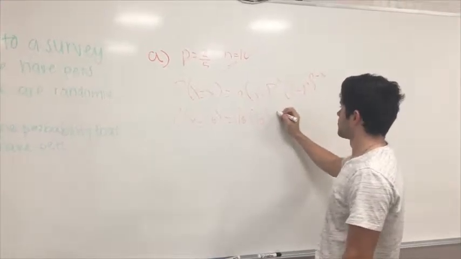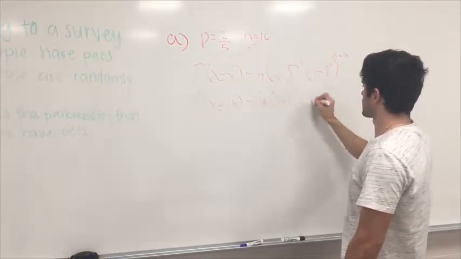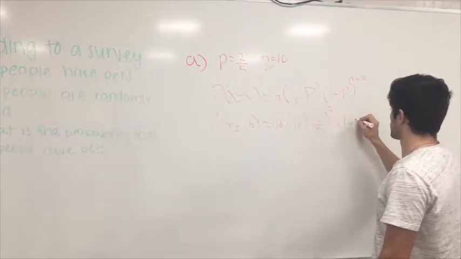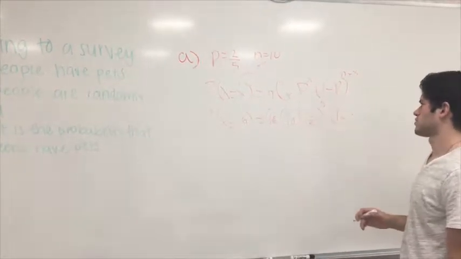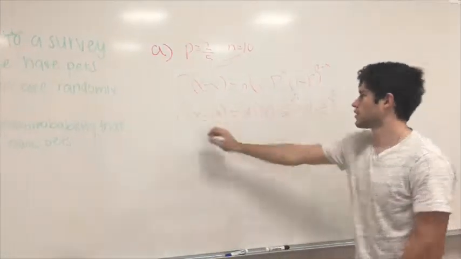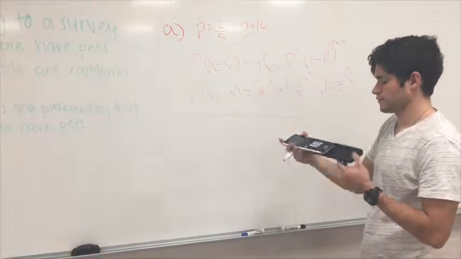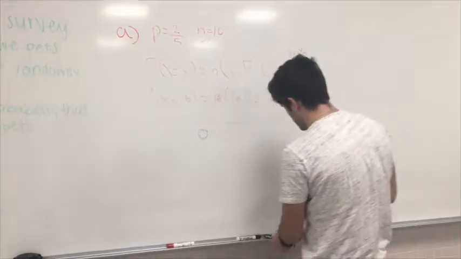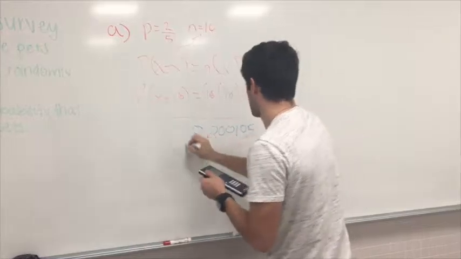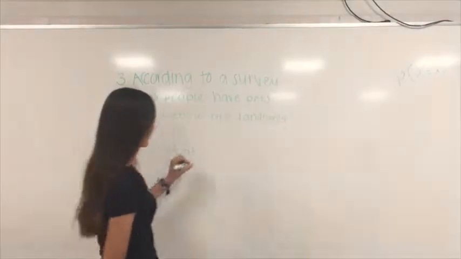And at the end, after substituting in the formula, we obtain that the final formula is 10 combination 10 times probability to the n power times 1 minus probability to the power of 0. And at the end, this gives us as a result 0.000105.